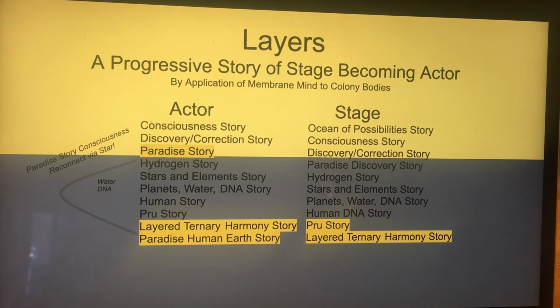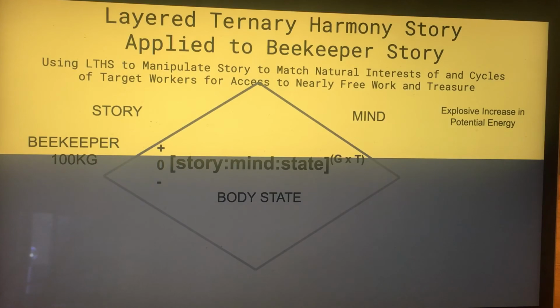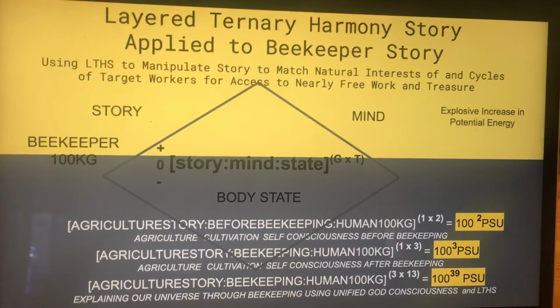On this next slide that's coming up, we're going to see the beekeeper story put into an example for this formula. It's very straightforward. The beekeeper, we'll estimate him to be 100 kilograms. So what we'll do is load him into the formula. You'll see down at the bottom 100 kilograms. Let's take a look at his potential story energy before he knew how to beekeep. It calculates out at 100 to the second power of 2.